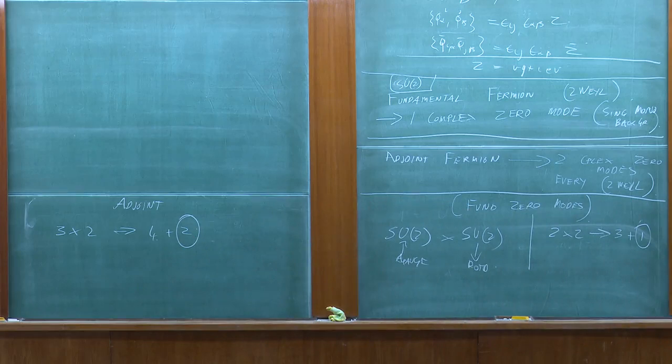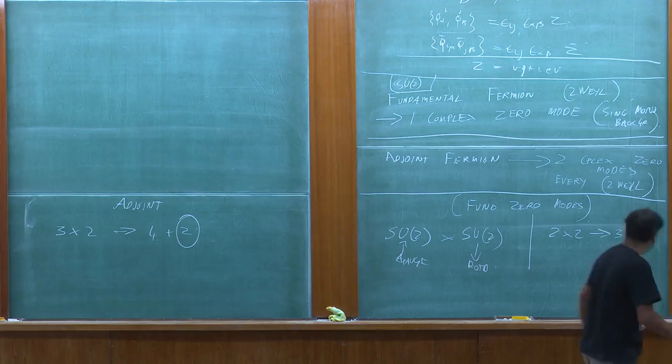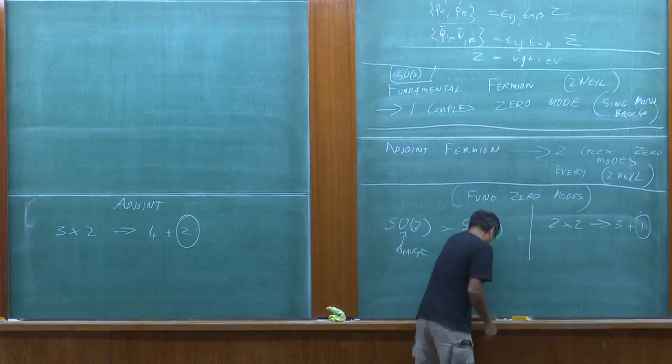Okay, so now let's do the quantization. Now when we have zero modes, of course, we know the fun with the fermionic zero modes in Hamiltonian language is via quantization. So what do we get?